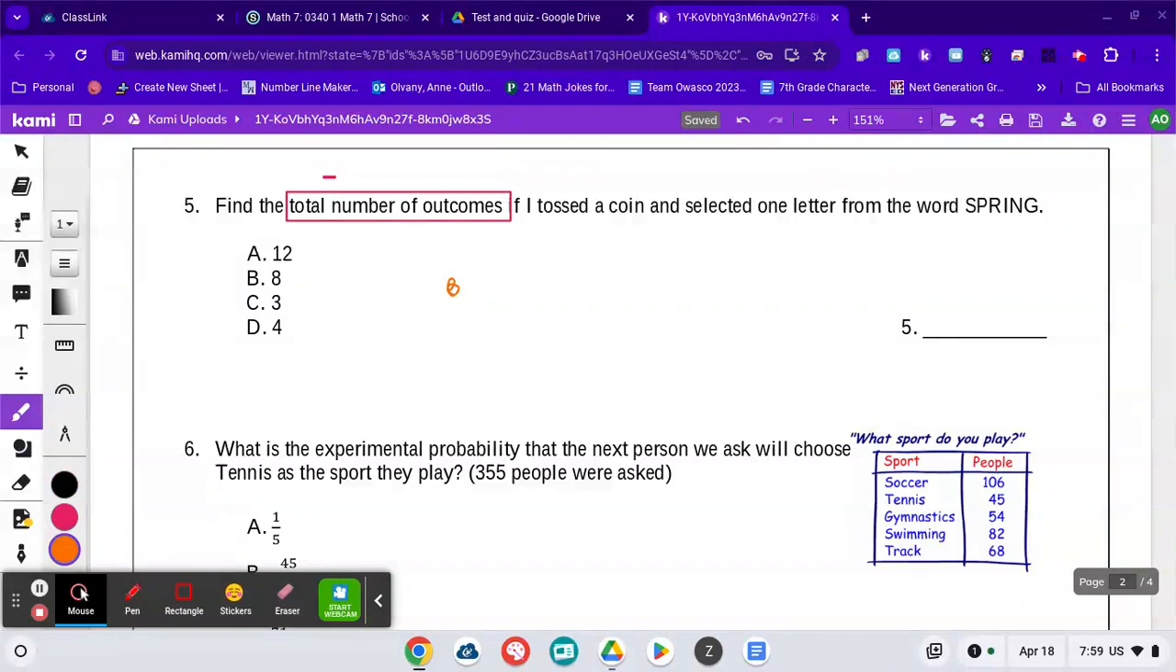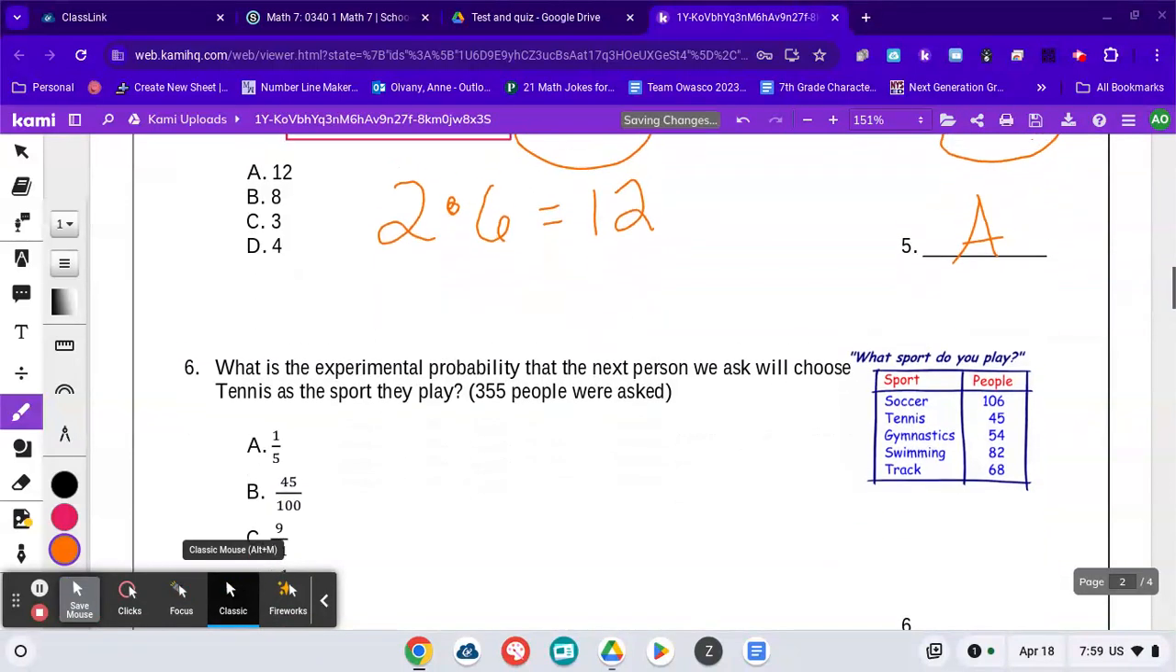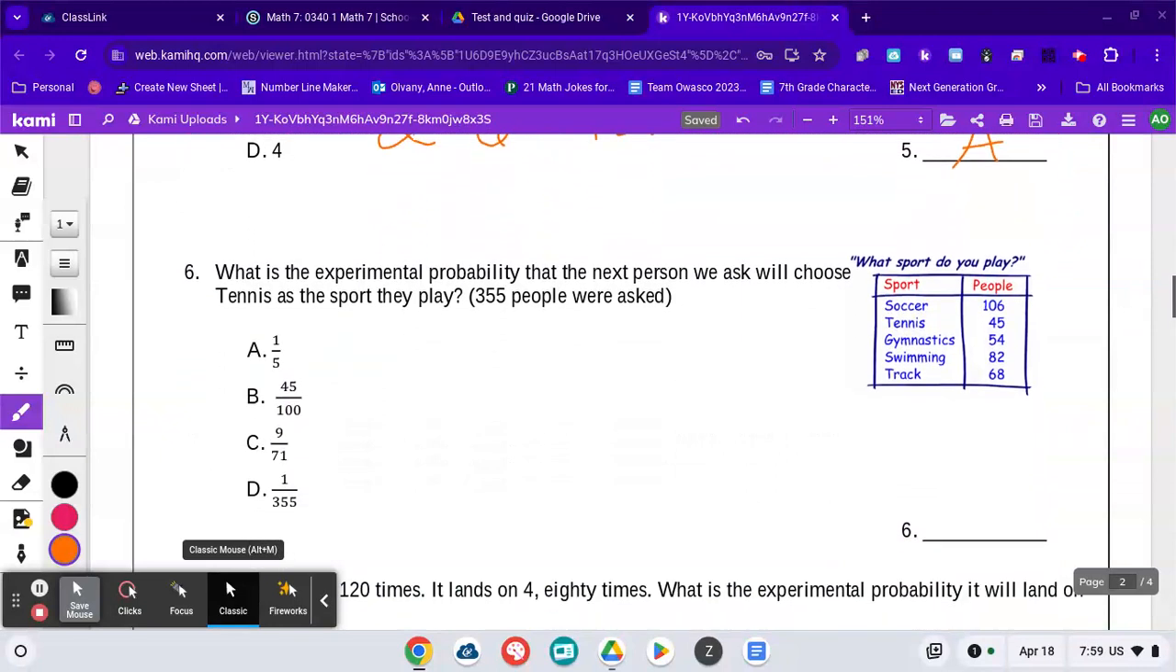If I tossed a coin and selected one letter from the word spring, if I toss a coin, I have 2 choices. And if I select a letter from this word, I have 6 choices. That gives me 12 total outcomes. Choice A. We've broken the D streak.